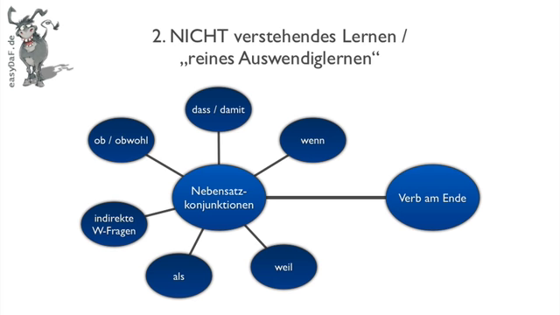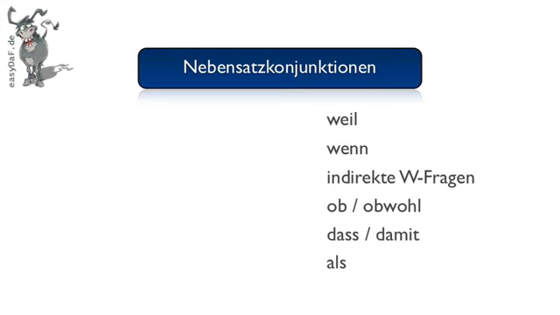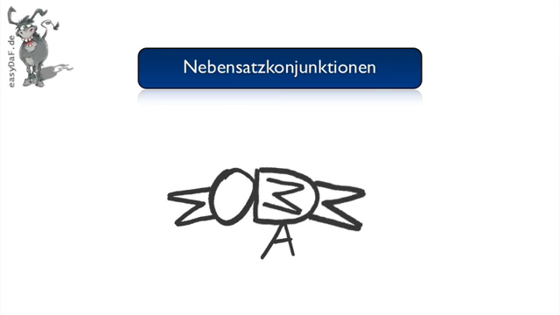So let's have a look how we can deal with this problem. Here our subjunctions are again, and we just start with the first letter of every subjunction. Here are the 3 W's, which represent the 3 kinds of subjunctions. So we take an O for ob and obwohl, the D for das and damit, and an A for als. So now have a look what kind of magic is going on here. Do you see what this is?